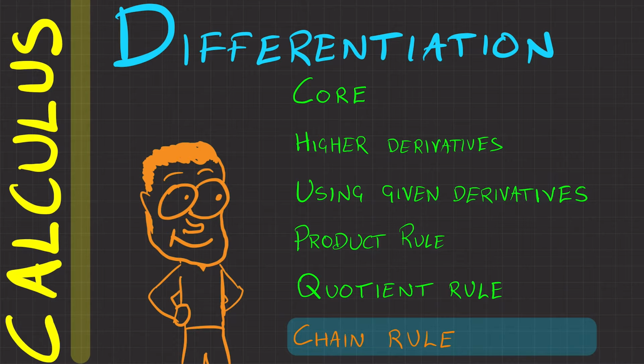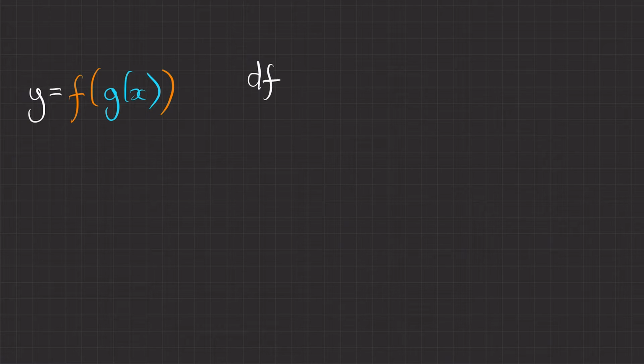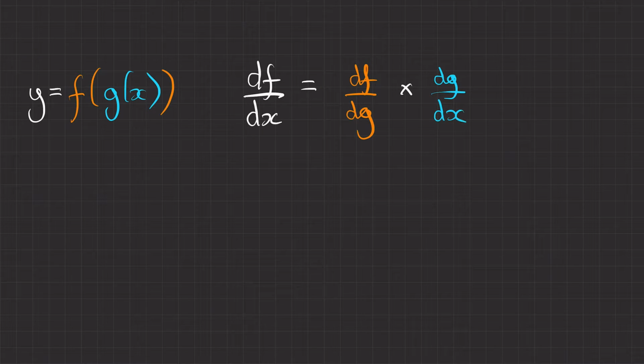Differentiation, the chain rule. So the chain rule is an interesting one. If you have y equals f of g of x, so a function of a function, the chain rule is then df over dx equals df by dg multiplied by dg by dx. And the reason why that works is because we're finding the differential of the function f, and then you'll see here we've got dg multiplied by dg. Those two will cancel out if you multiply this and this together.